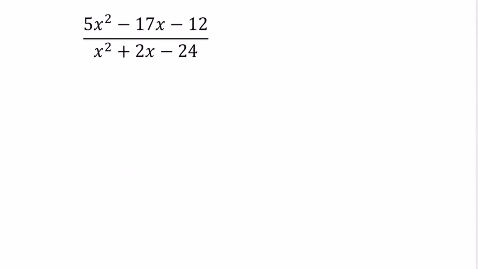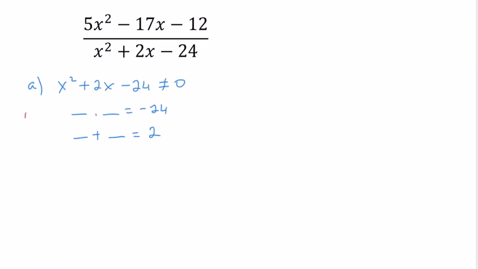Five x squared minus 17x minus 12 over x squared plus 2x minus 24. So again, the first thing we need is to find the value that we need to exclude. So the denominator cannot equal 0. And again, we need to factor this. The number in front of the x squared here is 1. We have 3 terms. So we need 2 numbers that multiply to give us negative 24 but when added, give us the middle number 2.